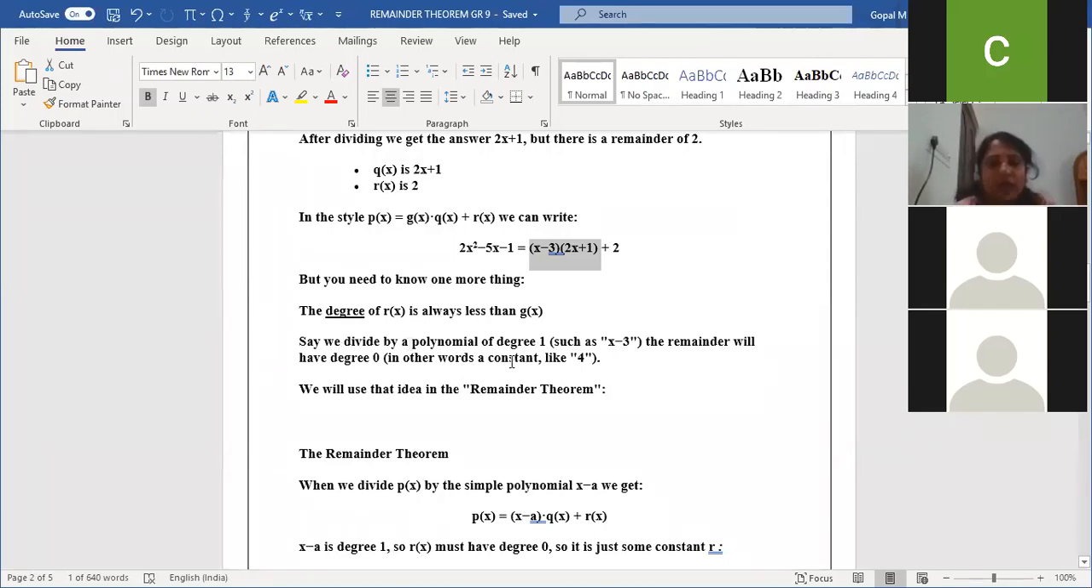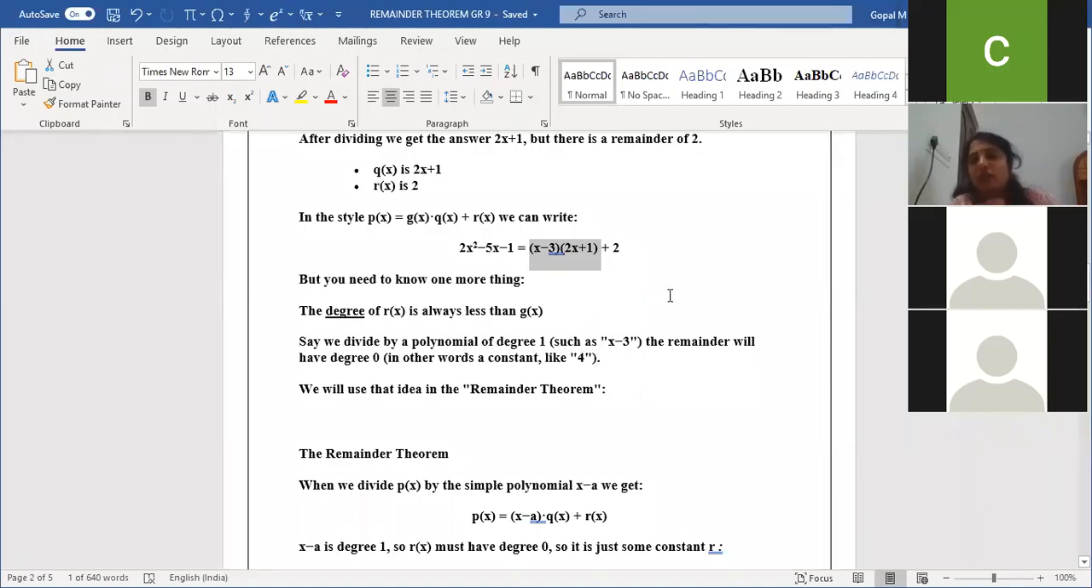Say we have a polynomial of degree 1, that is x minus 3. It is a linear polynomial. The remainder always has degree 0, because when we are dividing by a linear polynomial, that is degree 1, the remainder will always be less than the degree of the divisor. Am I clear, children? The divisor degree is 1 and the remainder degree is 0. Always when you divide by a linear polynomial, the remainder degree should be less than that.